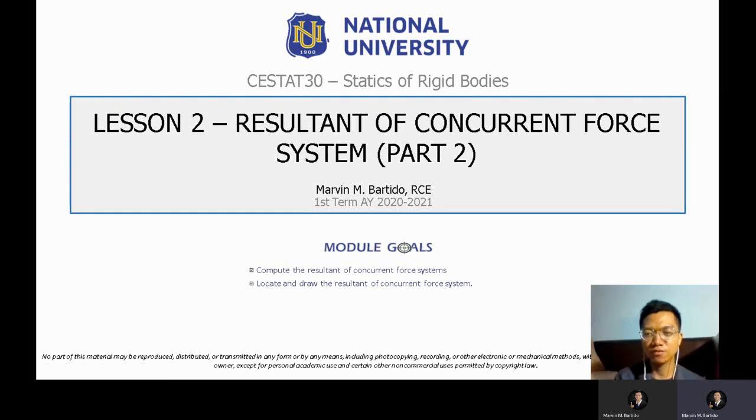So today for statics of rigid bodies, we're going to discuss the second lesson, which is the resultant of concurrent force system. For this topic, the learning outcomes would be: students must be able to compute the resultant of concurrent force systems, and the second one is to locate and draw the resultant of a concurrent force system.